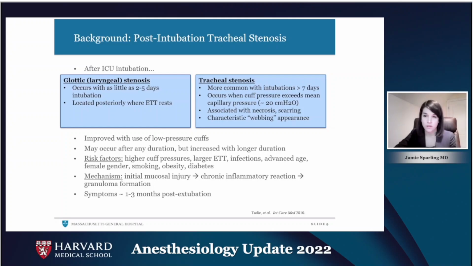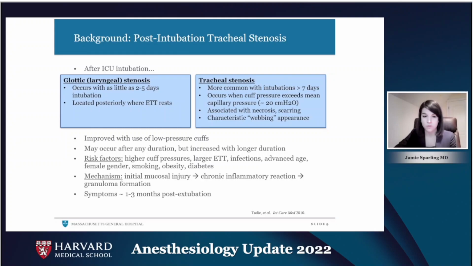Tracheal stenosis, on the other hand, tends to occur in patients with intubations exceeding 1 week. It occurs when the cuff pressure exceeds the mean capillary pressure, usually around 20 centimeters of water. It is associated with inflammatory changes, including cellular necrosis on pathology, scarring, and a characteristic webbing appearance on bronchoscopy. The overall rates of post-intubation tracheal stenosis have improved with the use of low-pressure, high-volume cuffs. They are seen after any duration of intubation, but longer durations are a risk factor.